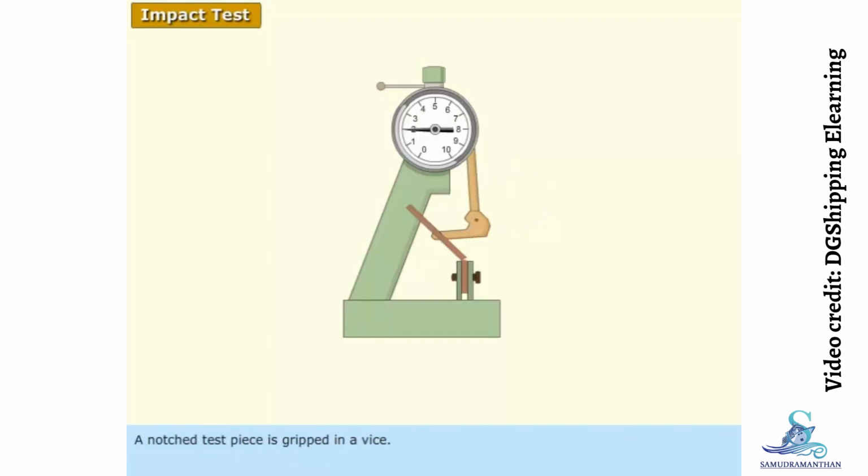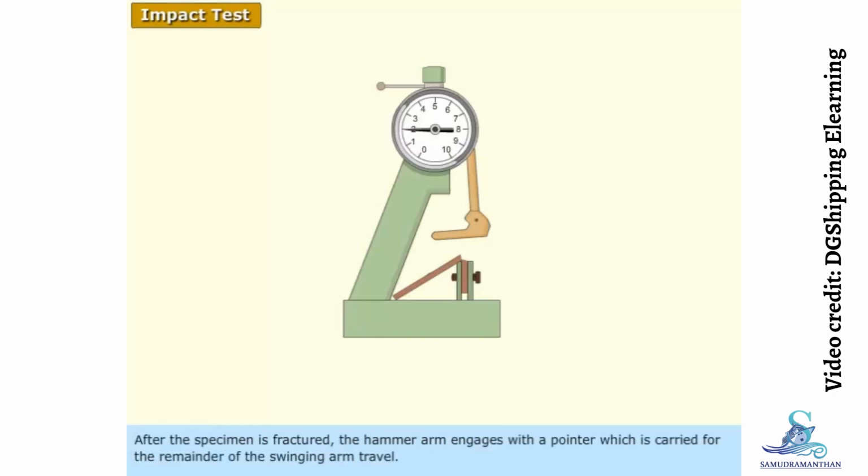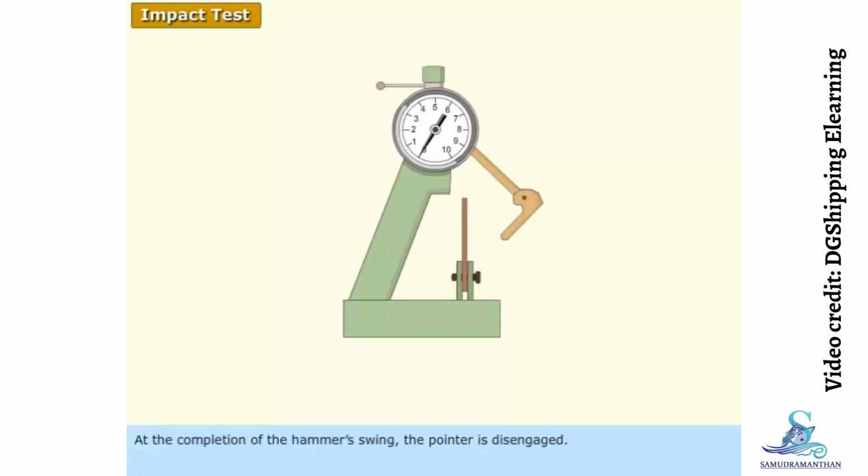A notched test piece is gripped in a vise and is fractured by means of swinging hammer. After the specimen is fractured, the hammer arm engages with the pointer, which is carried for the remainder of the swinging arm travel. At the completion of the hammer swing, the pointer is disengaged. The reading indicated by the pointer is the energy required to fracture the specimen.